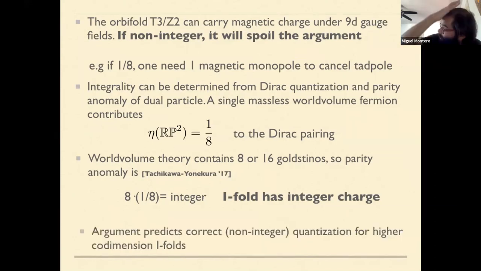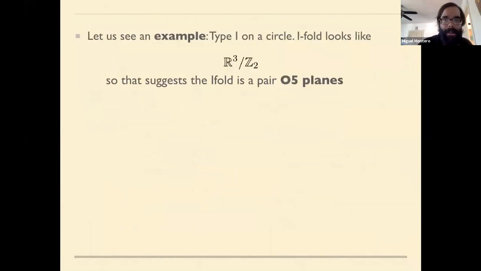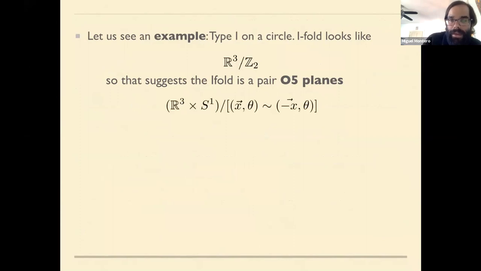Okay, and you can also run this argument for higher dimensional branes, and it predicts the correct charge quantization condition. So let me quickly mention an example of this. We're talking abstractly about how this Eiffel background should exist, but they should also exist in particular. If they exist generally, they should in particular exist in string compactifications. So for instance, let's compactify type I to 9 dimensions. There should be an Eiffel.